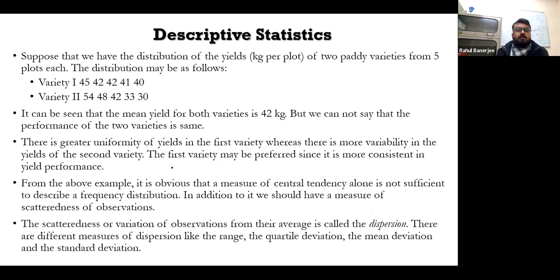So suppose now we have a distribution of yields of 2 paddy varieties from 5 plots. So there are 2 varieties, and from the 5 plots we are getting the yields. Now it can be seen that for both varieties, the mean yield is 42 kilograms. But we cannot say that the performance of the 2 varieties is the same, because for the first variety, there is greater uniformity in the values. The values are 45, 42, 41, 40, somewhere in the same range. But for the second variety, you have yields such as 30, and you have also got yields such as 54. So there is a huge discrepancy, or a huge variability, for the second variety.